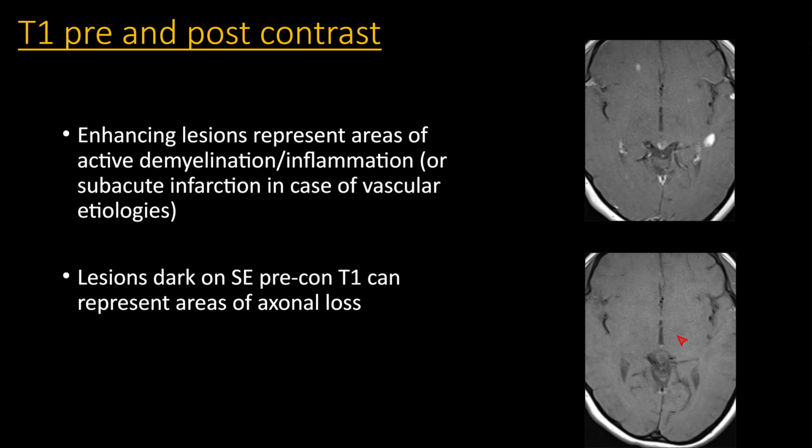As far as the pre-contrast T1, in particular spin echo pre-contrast T1s, in the setting of these demyelinating diseases, we look for lesions that are dark on spin echo T1, and here these two lesions are not dark. You can see there's nothing dark here, so this particular patient does not apply, but dark T1 lesions can represent areas of axonal loss, and that's why it's sometimes nice to have both T1 pre and post contrast.